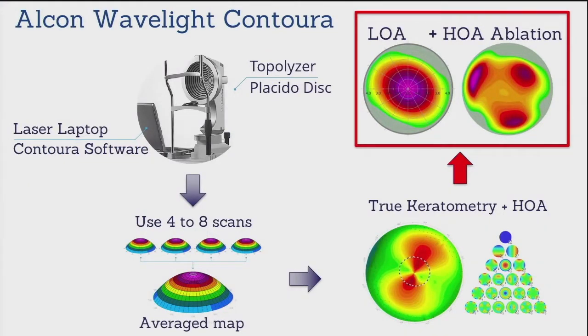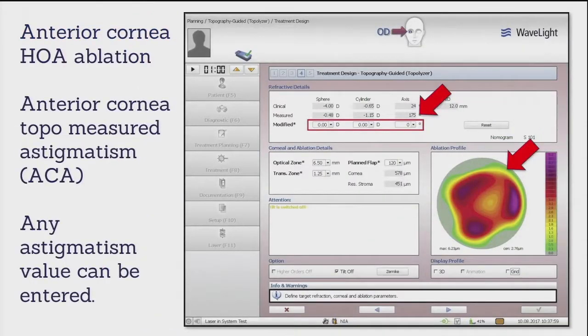Topography-guided treatments use high-resolution Placido disc scans to generate a customized ablation profile. Anterior corneal higher-order aberration correction is added to the traditional sphere and cylinder ablation seen here. Here's an example of a corneal HOA ablation profile on a Contura treatment screen. Contura also measures the anterior corneal astigmatism, but allows you to modify, enter, and treat any astigmatism that you want.